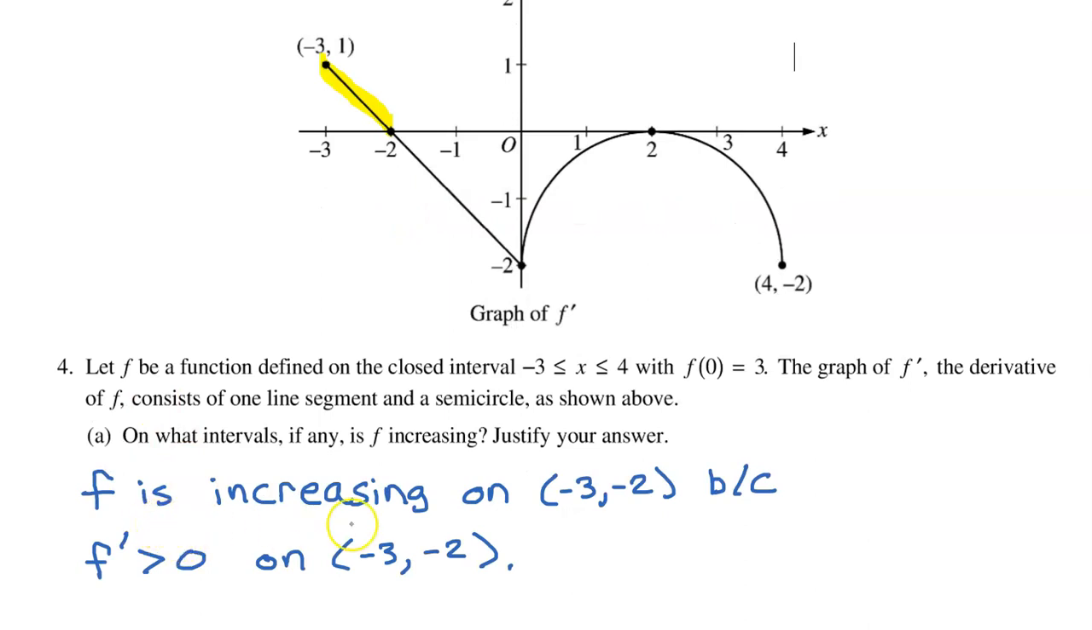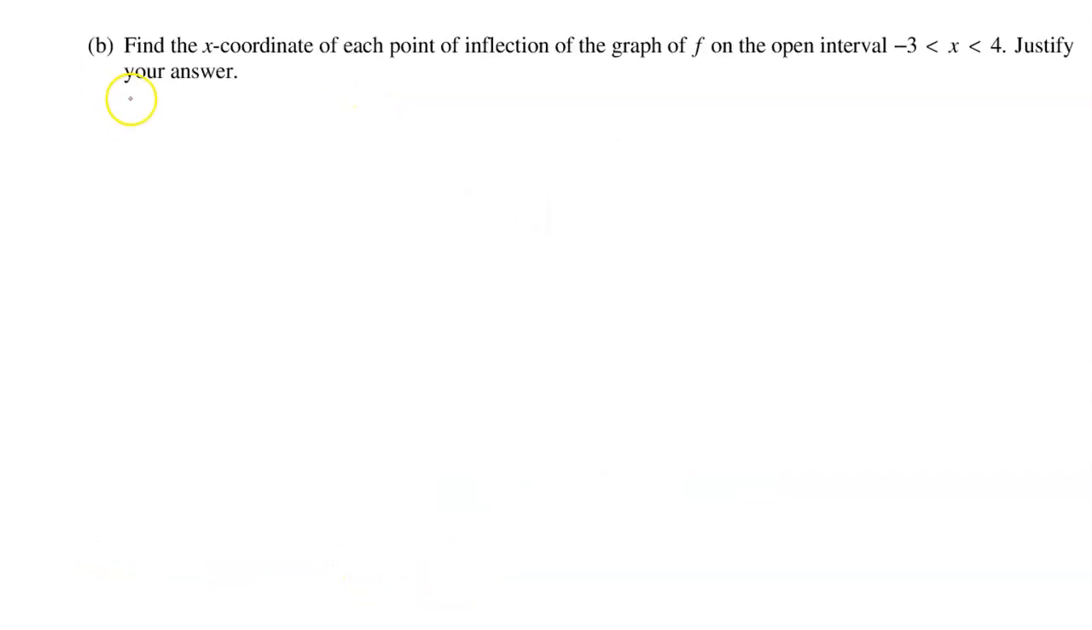We would say f is increasing on the interval from -3 to -2 because f prime is positive on the interval from -3 to -2. Part B. Find the x-coordinate of each point of inflection of the graph of f on the open interval from -3 to 4. Justify your answer.